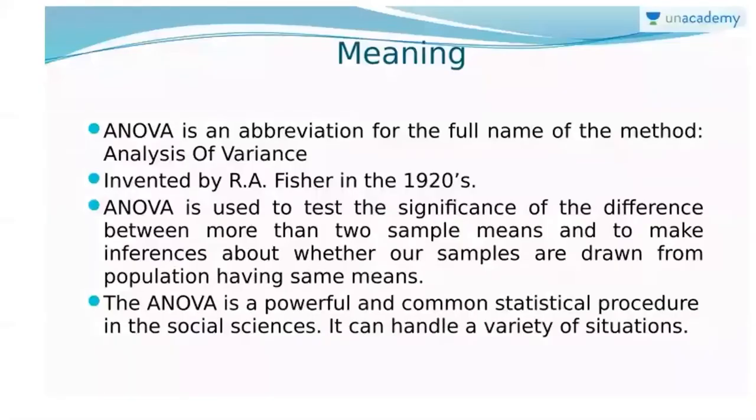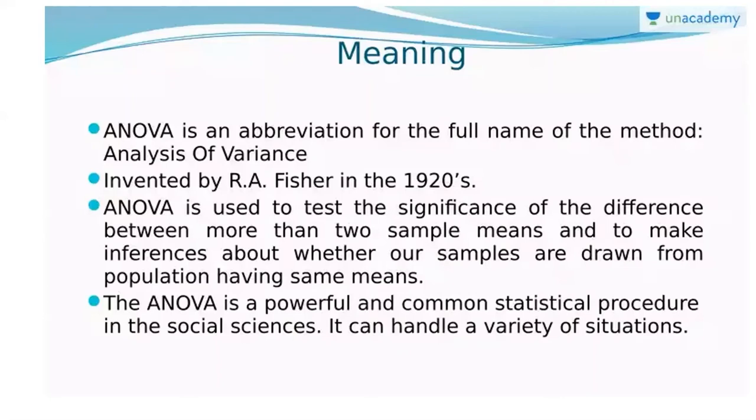Let's see the ANOVA test, meaning the analysis of variance. ANOVA stands for analysis of variance test. It was invented by R.A. Fisher in the 1920s. ANOVA is used to test the significance of the difference between more than two sample means, and to make inferences about whether our samples are drawn from populations having the same means or not. We use the ANOVA test.